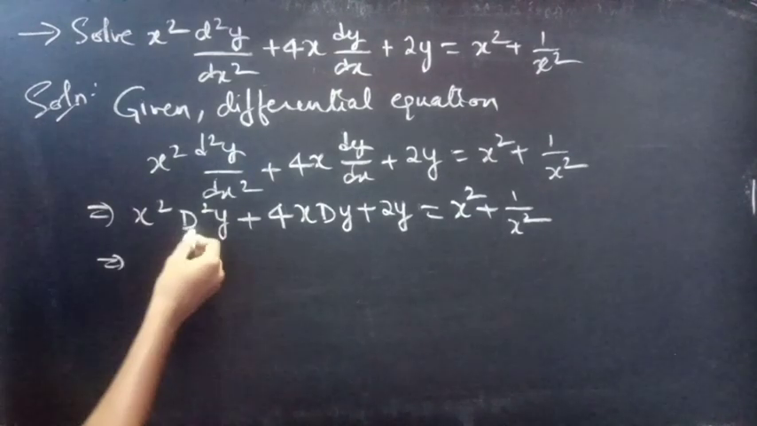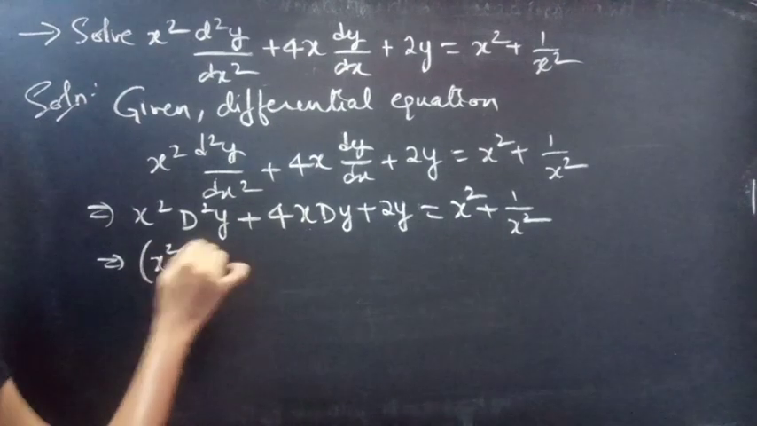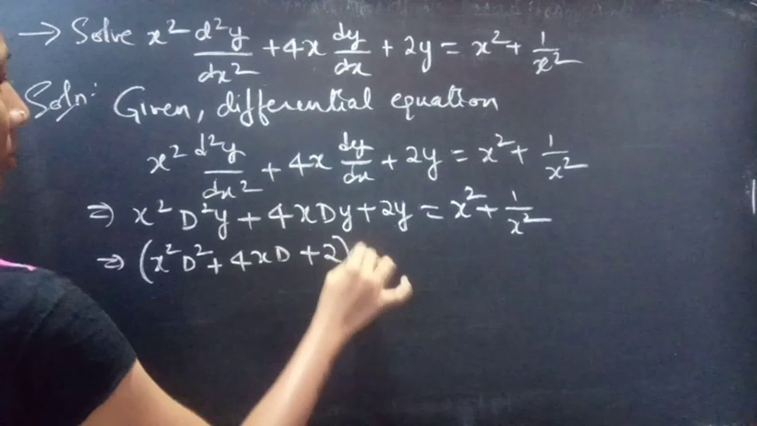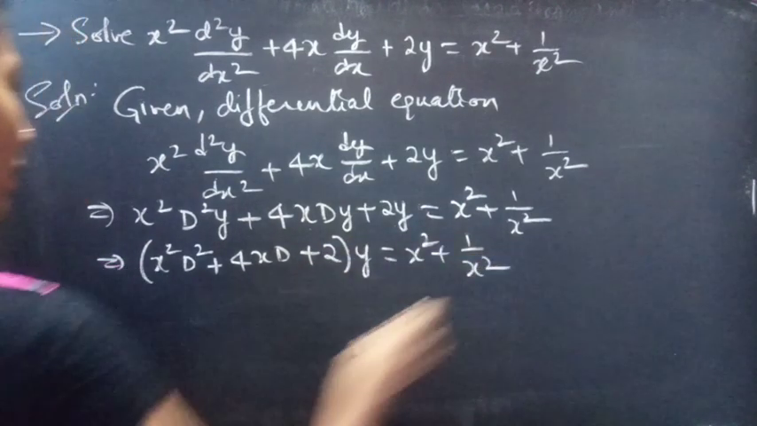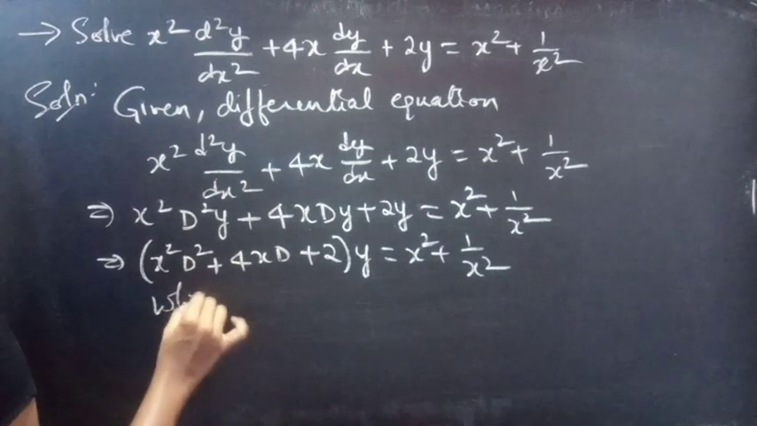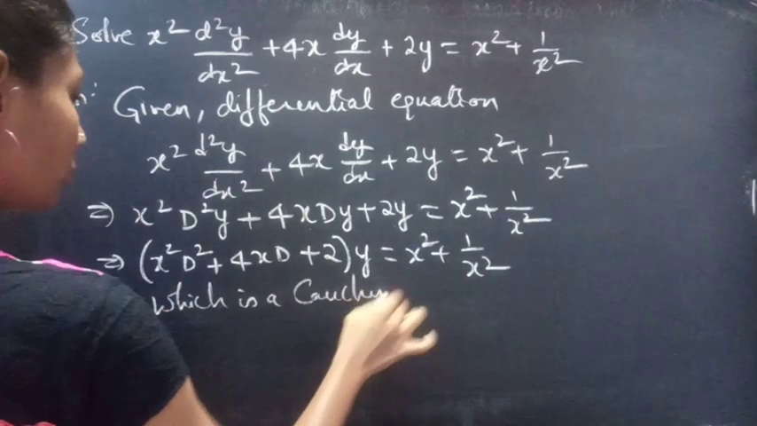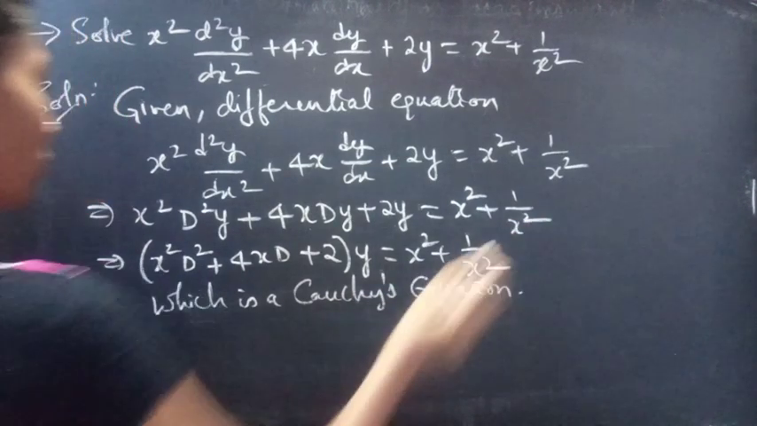Now take y common from all the three terms of the LHS. We'll get (x square D square plus 4x D plus 2) y equals x square plus 1 by x square, which is a Cauchy's equation.